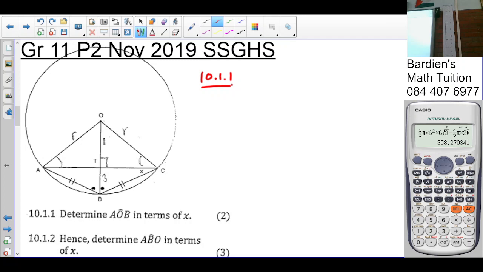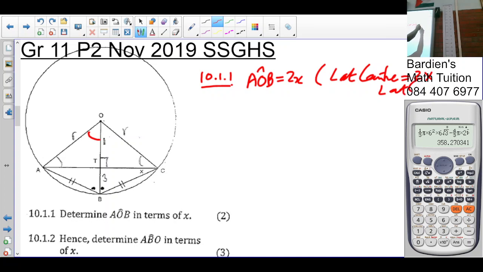determine AOB in terms of x. So AOB, this angle here, in terms of x. So you see as angle at center is twice angle at circumference. Can you see that, people? So what is AOB? AOB will be 2x. Angle AOB is equal to 2x. Why? Angle at center equals 2 times angle at circumference. So there I put 2x. Do I have to write that whole thing there? Yes. Okay?